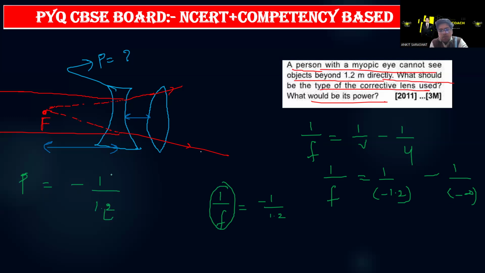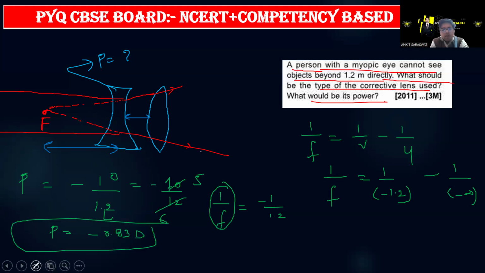How much? 10 by 12. 2 6s are 12, 2 5s are 10. What is the answer? Tell me. 5 by 6. Approximately it is coming out to be how much? If you divide, it is minus 0.83. Clear? That is the corrective lens power, minus 0.83 diopter.